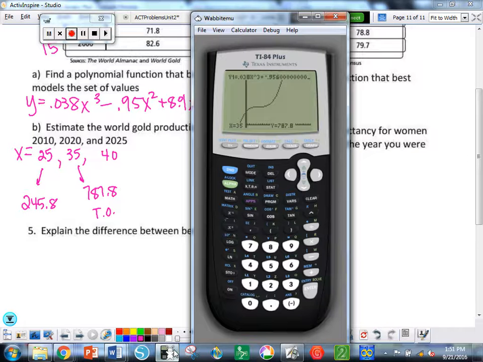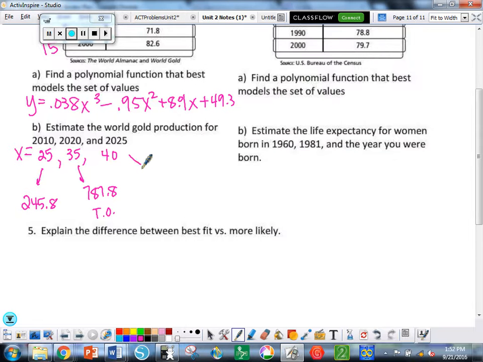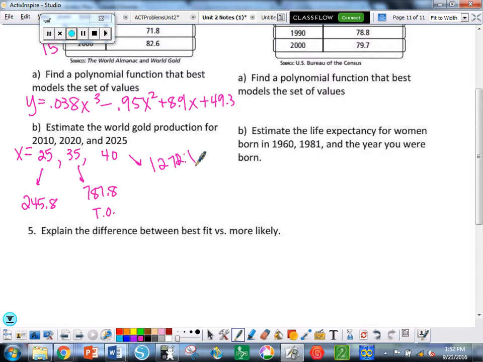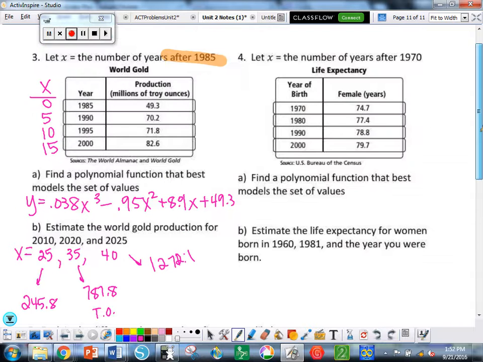And then how do I figure out what's happening in year 40? Enter. $1,271 point something. Okay, let's do one more. Do you feel okay? I'm going to get you started on this next one, and I'll come around and ask for questions.